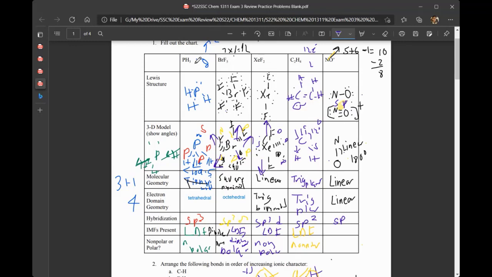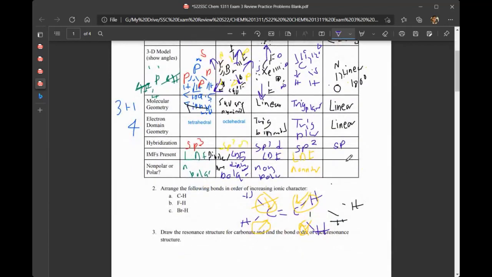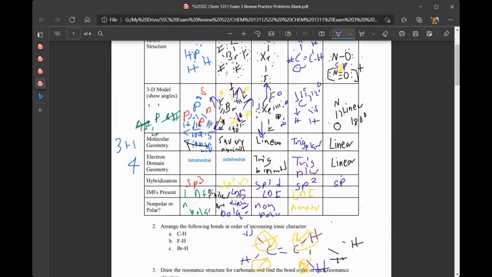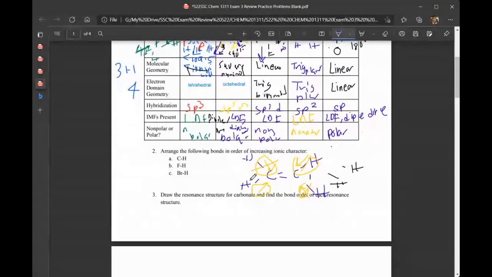So to determine whether it is polar or nonpolar, well, notice how N and O have different electronegativities according to the trend. So it's going to be polar. And polar, it's going to correspond to the IMF of dipole-dipole. Cool. Any questions on that?